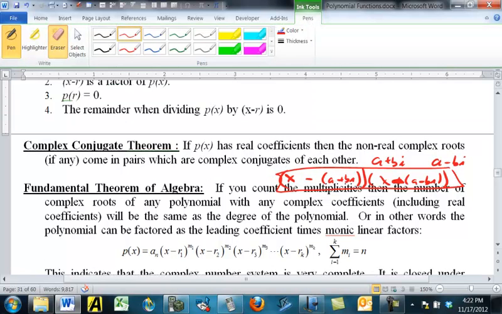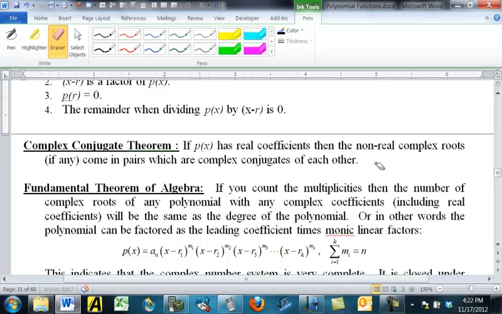Now, if I allow non-real coefficients, then all bets are off on that. You could have all kinds of stuff. But if we have real coefficients, any non-real roots have to come in pairs. And in fact, it's also true if you have rational coefficients, the irrational ones have to come in pairs as well. Where do they come from?